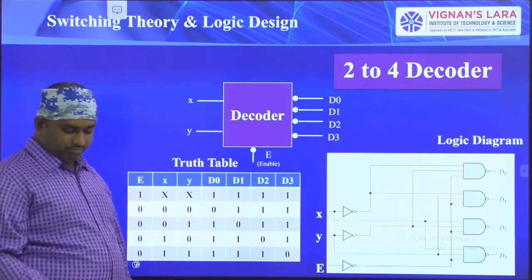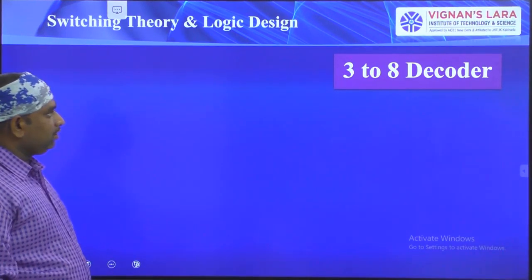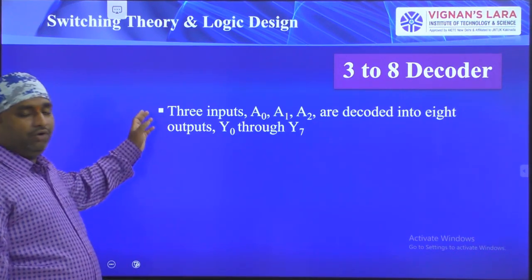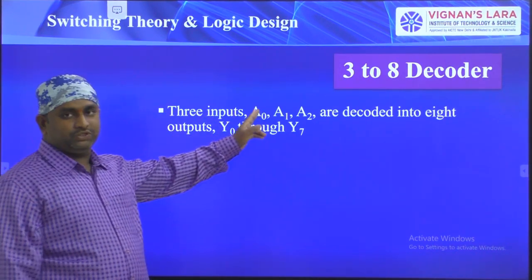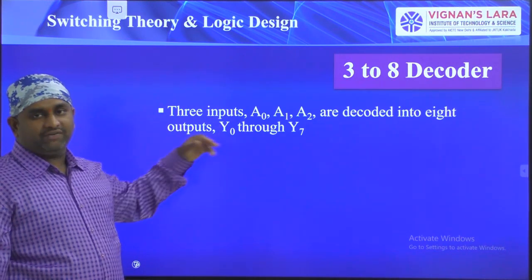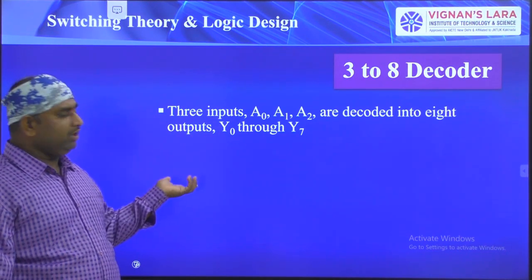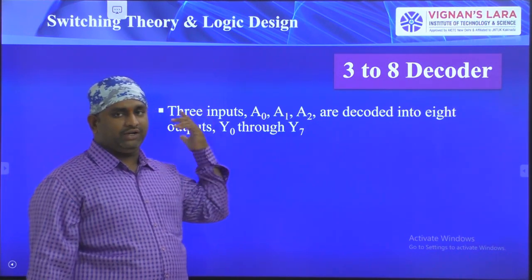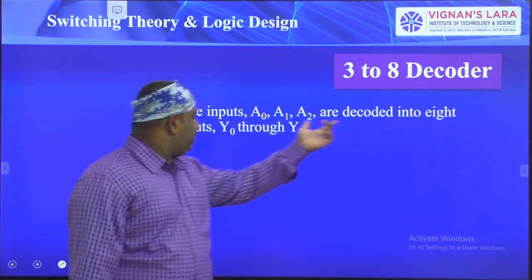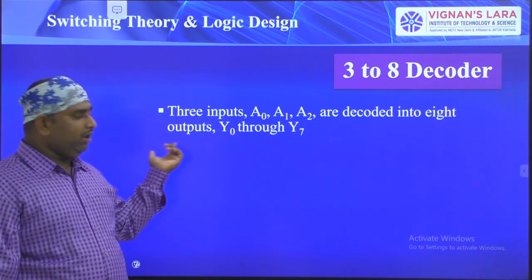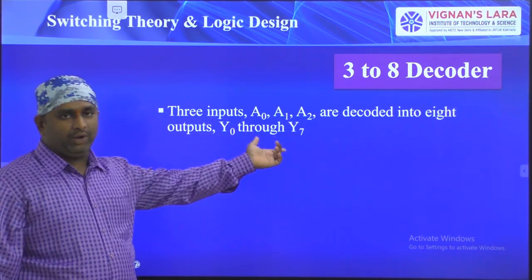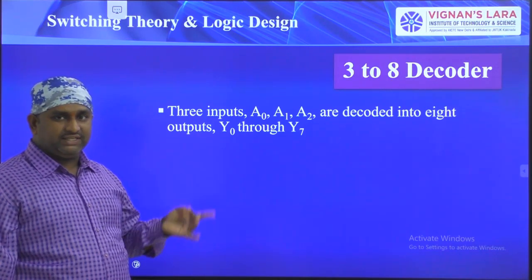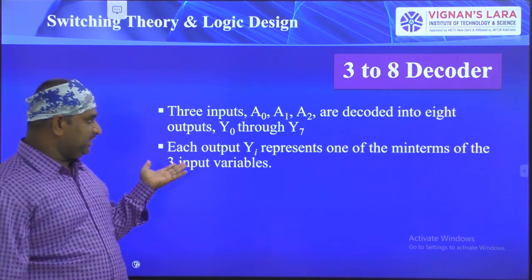Next, the 3 to 8 decoder. For the 3 to 8 decoder, we have 3 inputs. They are A0, A1, A2, otherwise X, Y, Z. You can take anything. Here I have written A0, A1, A2. These are decoded into 8 outputs, Y0, Y1, Y2, Y3, Y4, Y5, Y6, Y7. Totally 8 output signals are available.